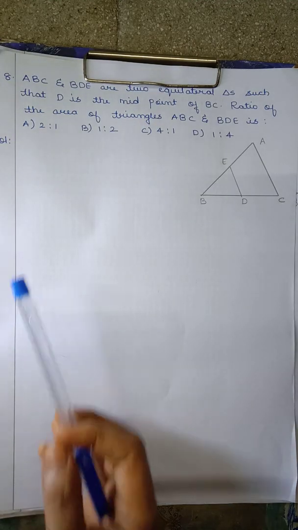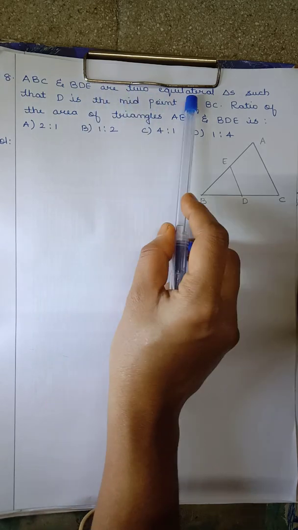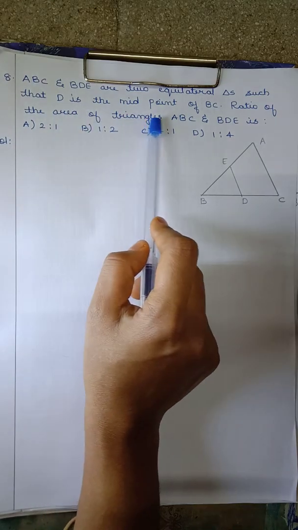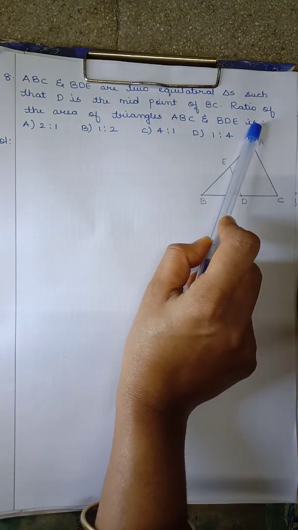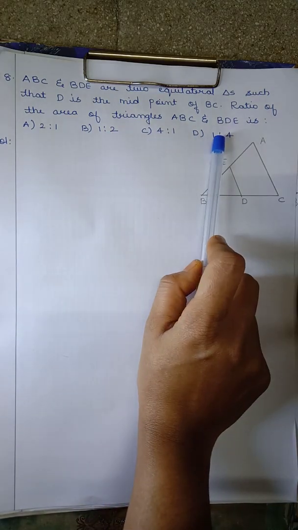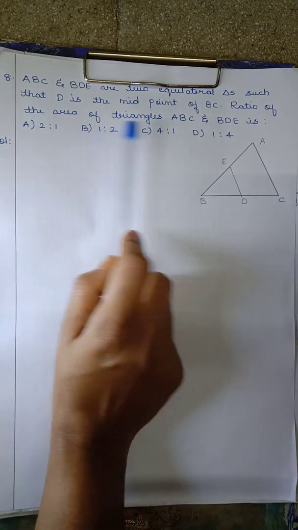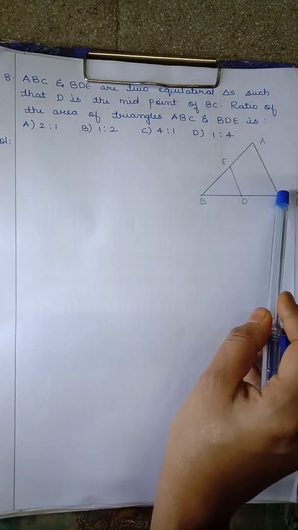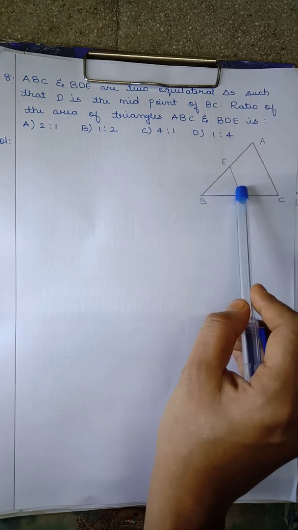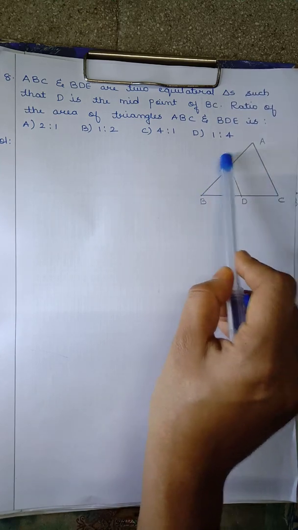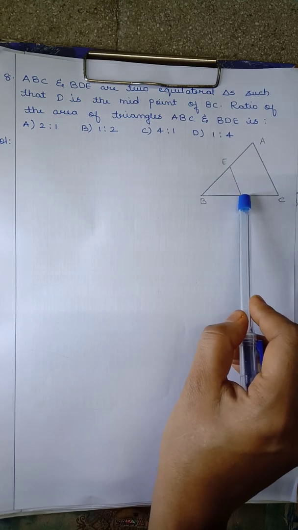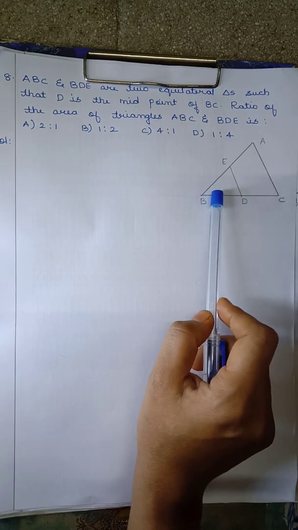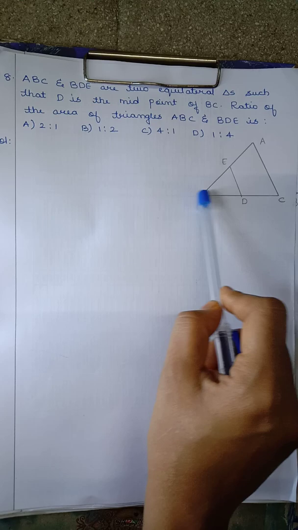Now coming to the 8th question. ABC and BDE are two equilateral triangles such that D is the midpoint of BC. The ratio of the areas of triangles ABC and BDE is: they have given you the 4 options here. You have to choose the correct option by solving the question. You have to draw the figure. ABC and BDE are two equilateral triangles and D is the midpoint of BC. You have to find the ratio of the areas of triangle ABC and BDE, children.